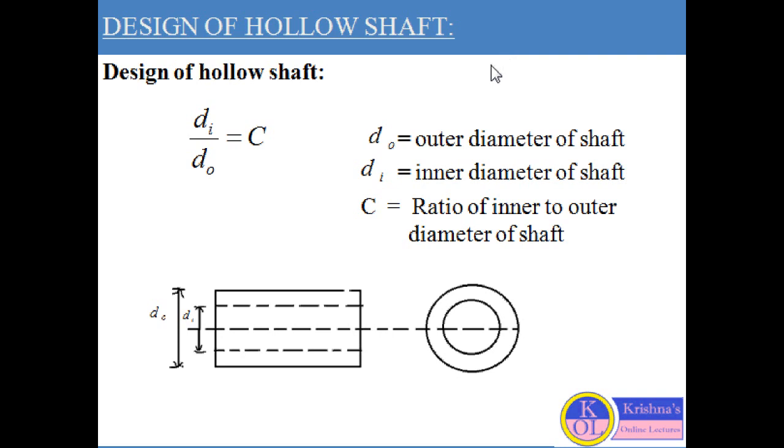Here you can see in this diagram, this is the hollow shaft, and DO represents the outer diameter of the shaft, and DI is the inner diameter of the shaft. Let us assume C as the ratio of the inner diameter of the shaft to the outer diameter of the shaft. Here C is the ratio of inner to outer diameter.